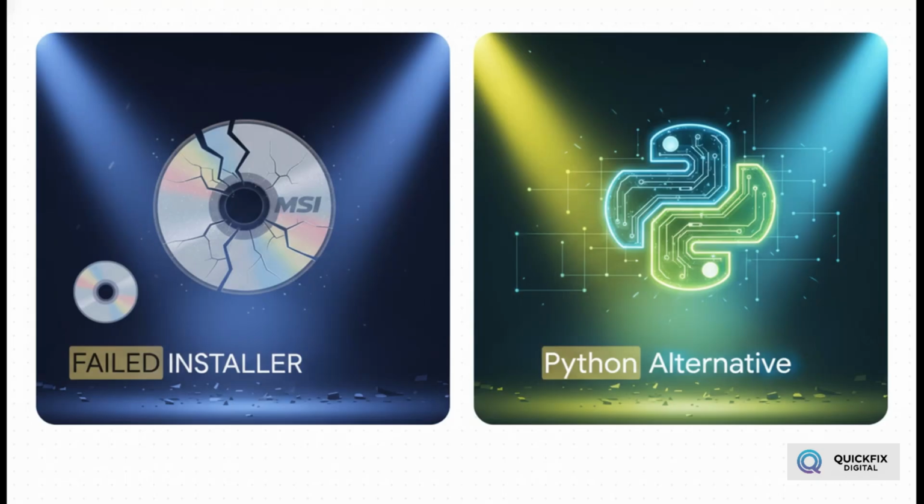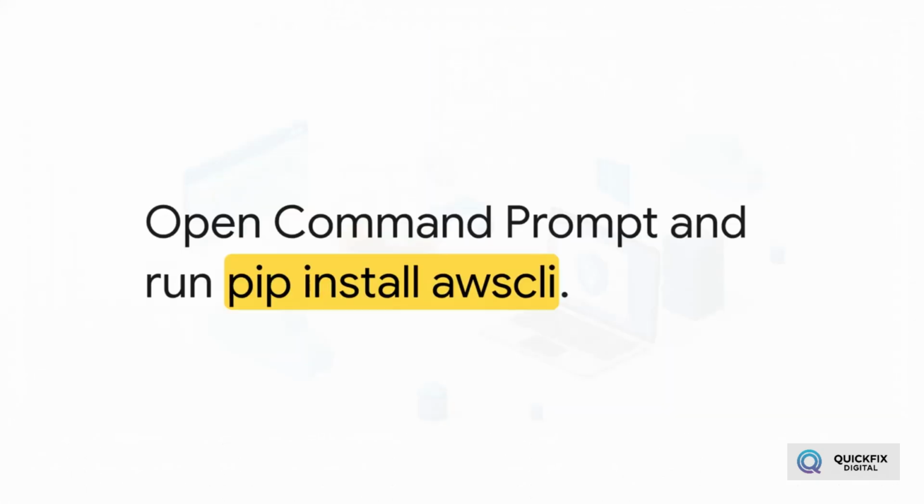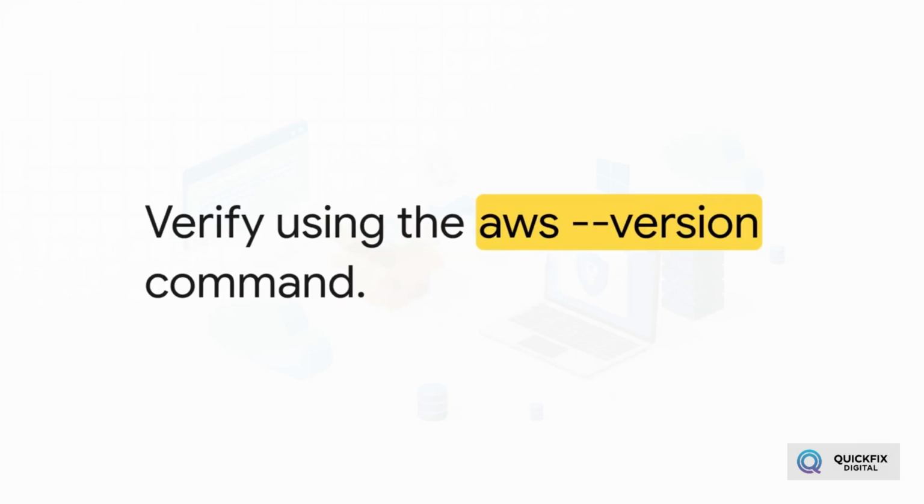If that standard MSI installer completely fails you, we've got a backup plan: Python. Assuming Python's installed, just open your command prompt and run pip install AWS CLI. Easy. Verify again with AWS --version. Once that works, you're officially ready to build.